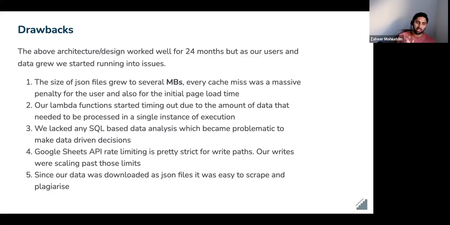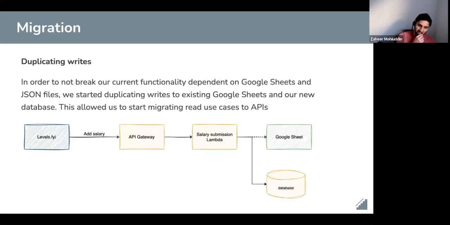And also because we were giving all of our data in a single JSON file, it was easy for other sites to scrape this data and use it for whatever they chose. We had a bunch of clones created, which ended up damaging the ecosystem more than helping, essentially. Next I'll talk about how we migrated off of Google Sheets and what our stack is today.